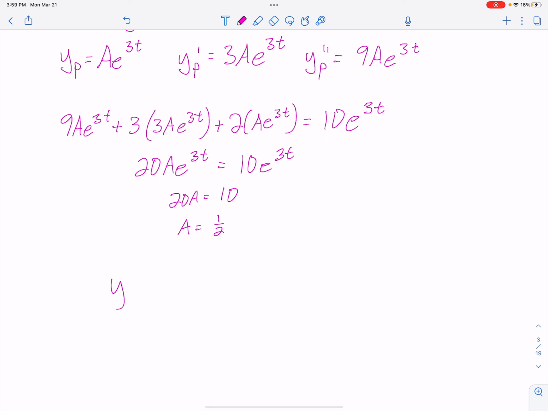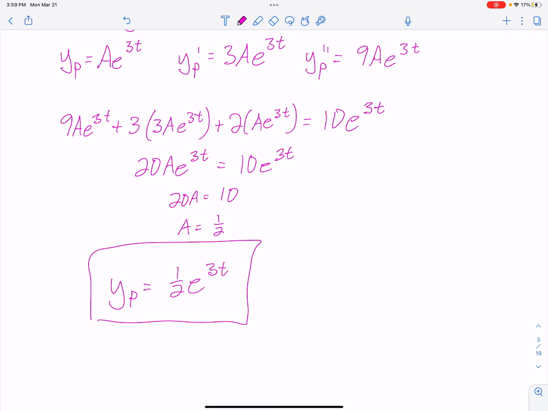So I have my particular solution. This one's a little faster: 1/2 e to the 3t. So as long as they're these nice pretty guesses, we're set.